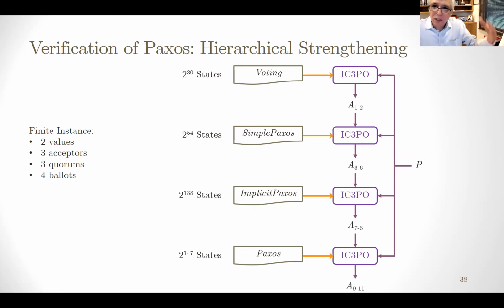Okay, so this is the hierarchical strengthening. It's basically repeating IC3PO by starting from a high level and then producing assertions for more refined versions of the protocol until we get to the bottom.